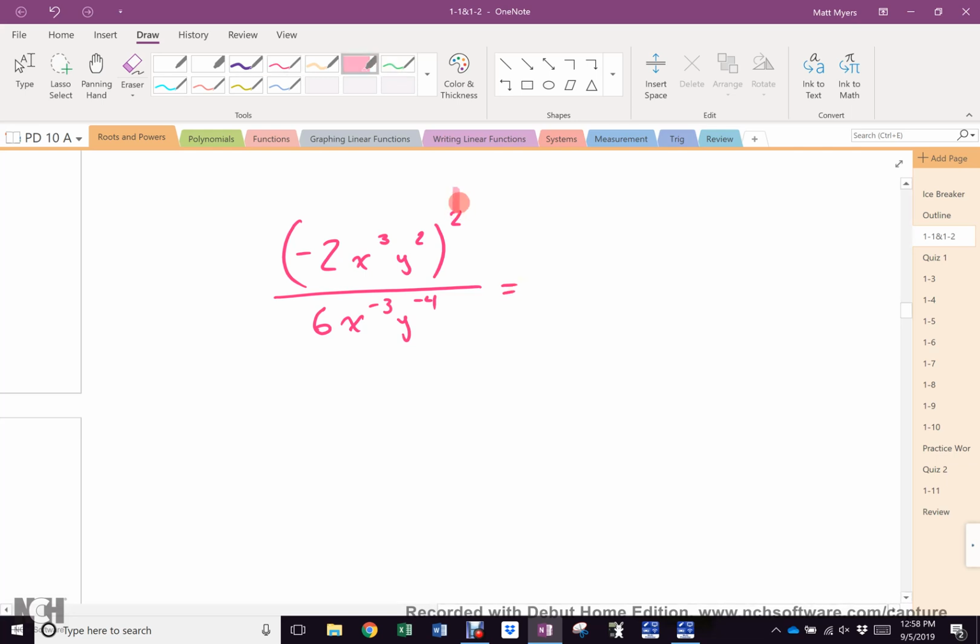Harry, you would deal with this. Okay, what would you do with that? It would apply to everything inside. So what would you get there? 4. What would you get there? X to the 6th. And what would you get here? Y to the 4th. Have you done anything to the bottom? So it stays 6x negative 3, y to the negative 4.